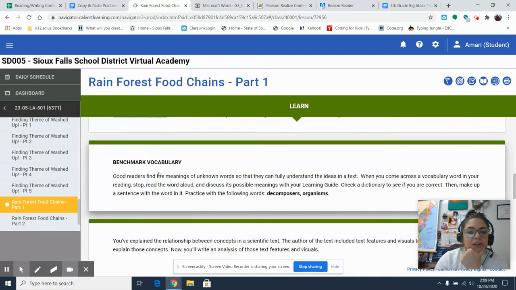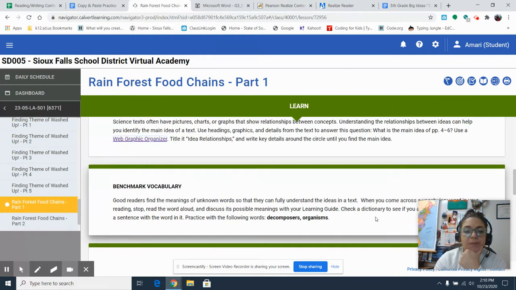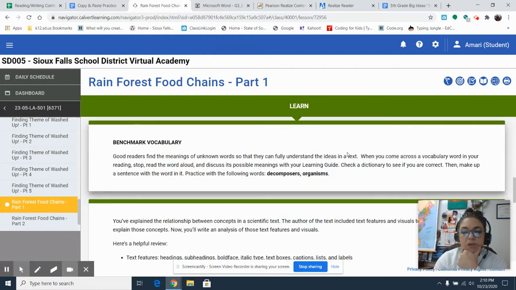Here it says, good readers find the meanings of unknown words so that they can fully understand the ideas in the text. So when you come across a vocabulary word in your reading, stop, read the word aloud, and discuss its possible meanings with somebody at your house. If there's no one there to talk to, check a dictionary to see if you are correct, okay? Try to think of a sentence that you could say in your mind using that also. There's 2 words they want you to practice: decomposers and organisms. And so you can do that in your mind, or you can verbally share that with somebody at your house.